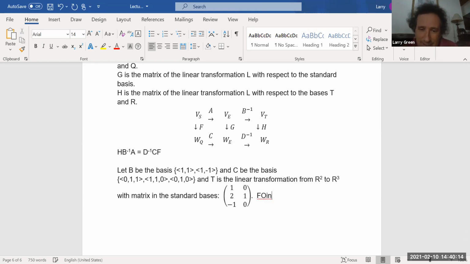Find the matrix for T with respect to B and C. Any questions on the question?